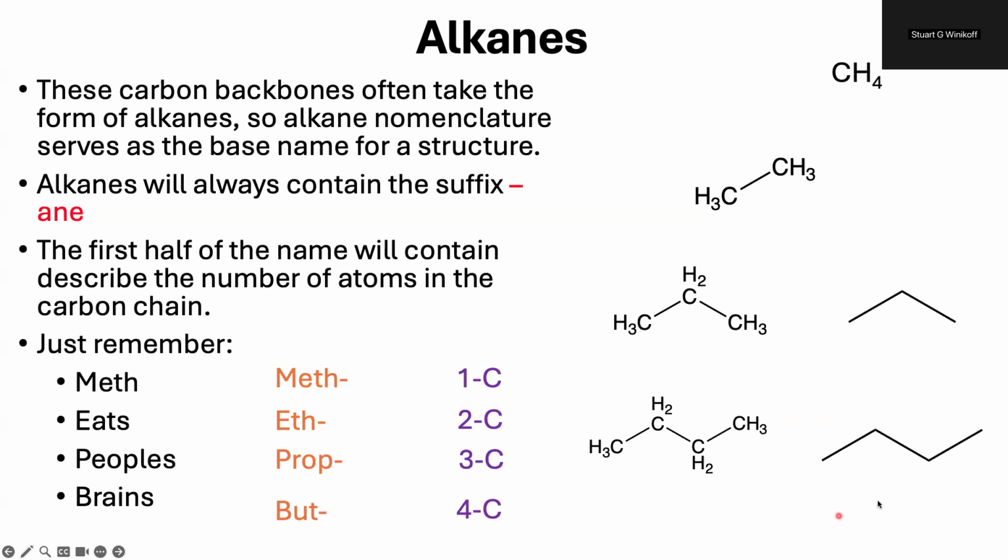So if we look at, again, these first 4 alkanes, that means that my first 1 carbon species is methane, and then 2 carbons is ethane. Then when I get up to 3 carbons, we go to propane, and then finally butane.